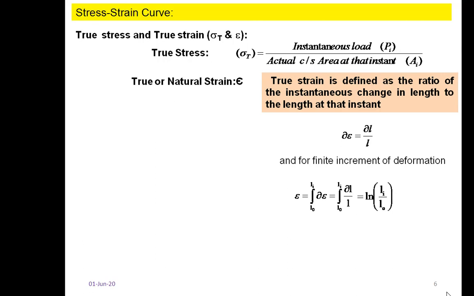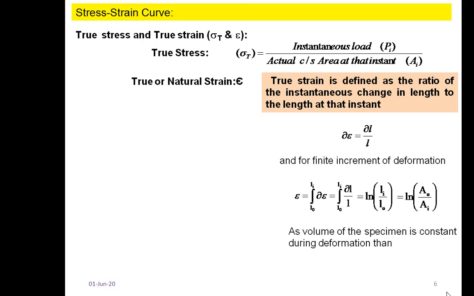As material forming is based on the volume constancy principle, it is equal to log of A0 upon Ai, as the volume of the specimen is constant before deformation and after deformation. So A0 into L0 is the volume before deformation, and Ai into Li is the volume after deformation. So you can write Li by L0 is equal to A0 by Ai.